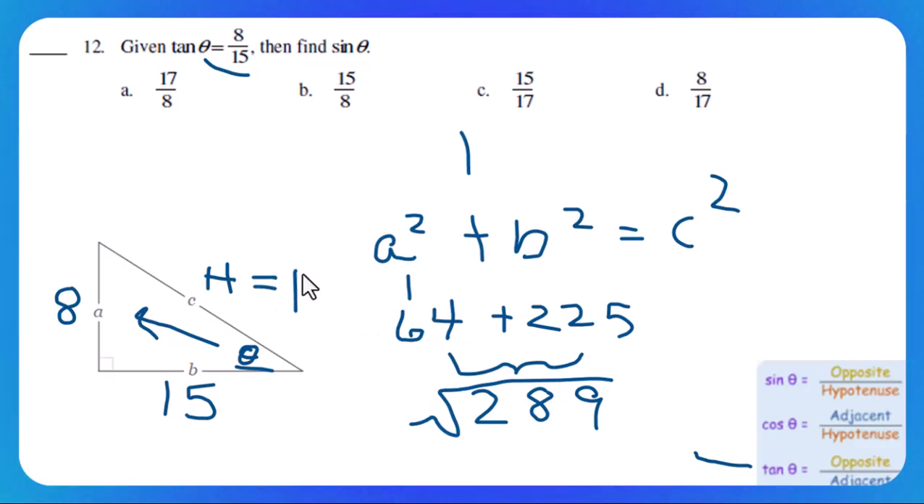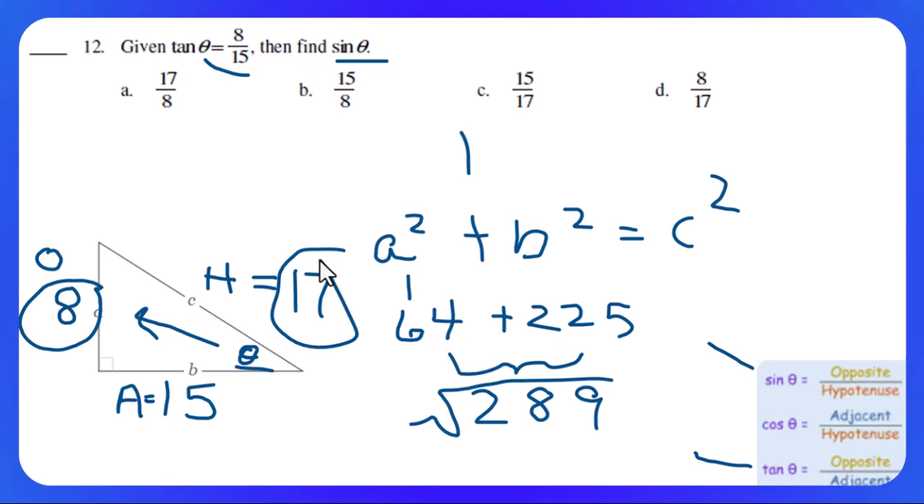So now that I have the opposite, which is 8, the adjacent, I'm going to go ahead and put an O for opposite, A for adjacent, and H for hypotenuse. Then we can write the sine, because sine is opposite over hypotenuse. So that's going to be 8 over 17. That's going to be D.